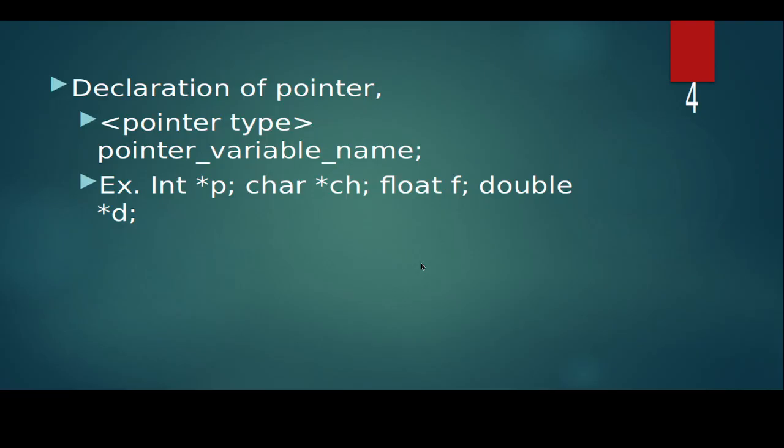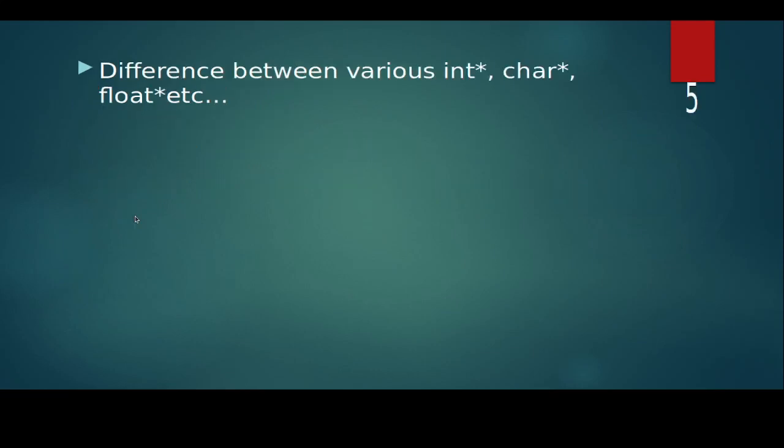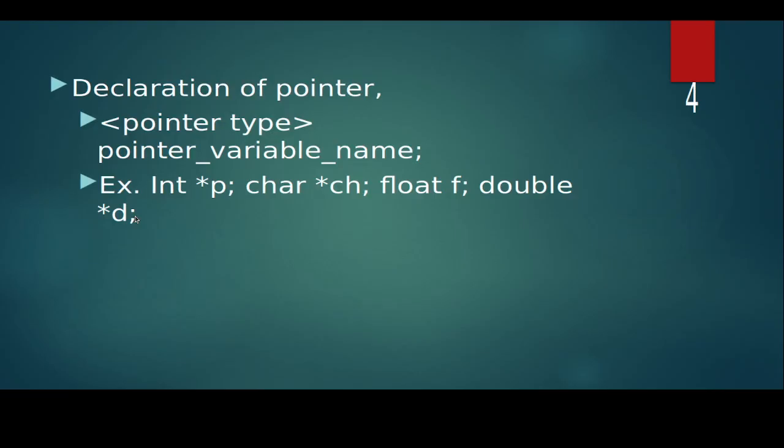How can we use it in a program? We can use it this way. We have to declare the pointer data type and then the pointer variable name. Examples are given here like int *p, char *ch, just for example purpose. Float, sorry, typo here, float *f and double *d. Okay, so let's see some examples of how a pointer is used in a program.